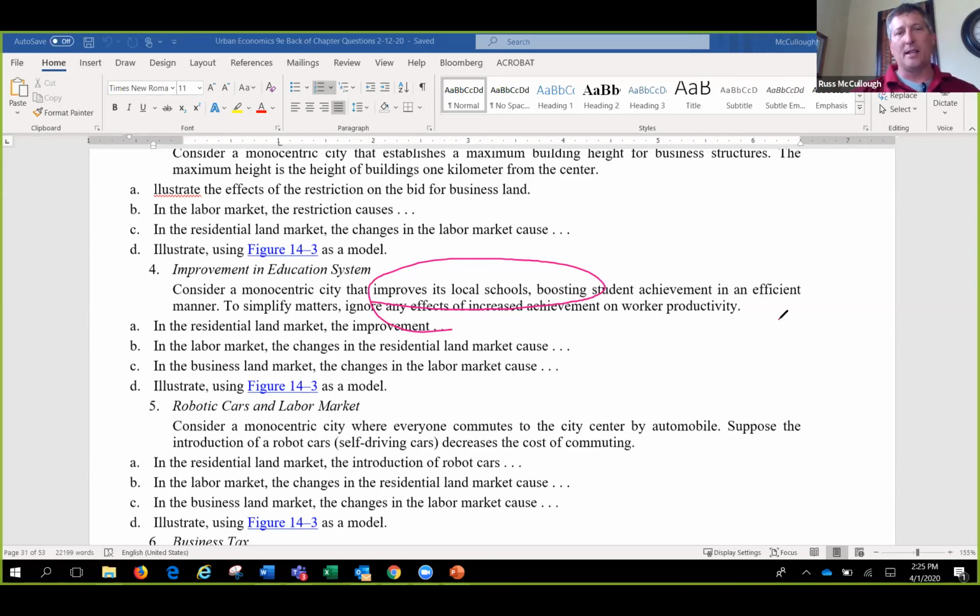So in the residential land market, let's go ahead and chat box this because I don't think you guys got to get the feel for this model, and I think it's almost good to not turn to the graph right away. I'll go to that in a moment. In the chat box, if the city improves its local schools and it boosts student achievement, what would happen in the residential land market? Would that increase or decrease? All right, increase. And so we're going to show that.